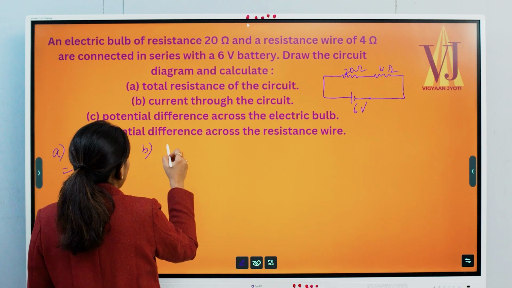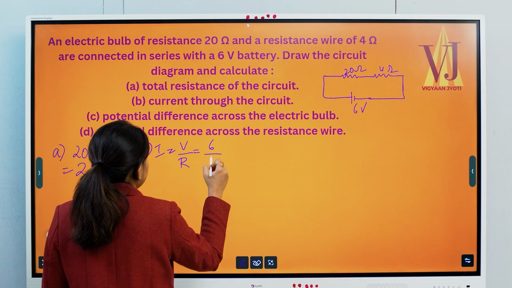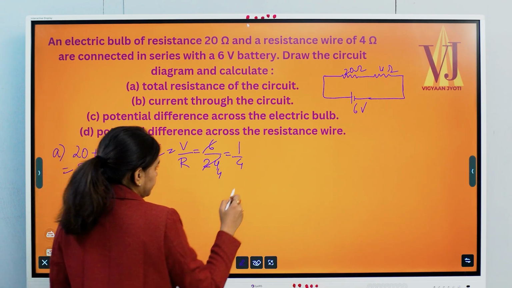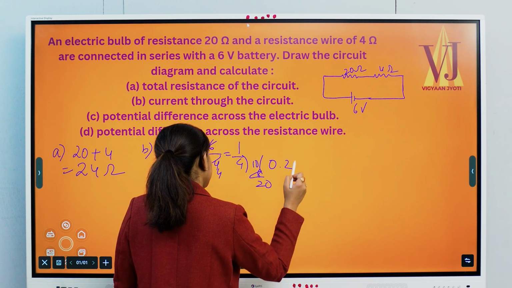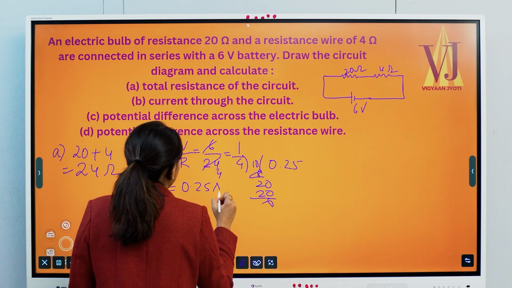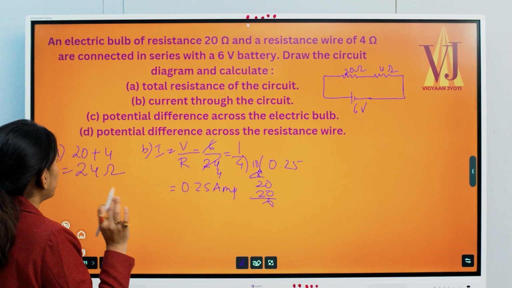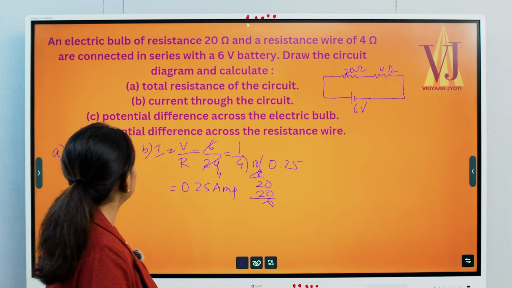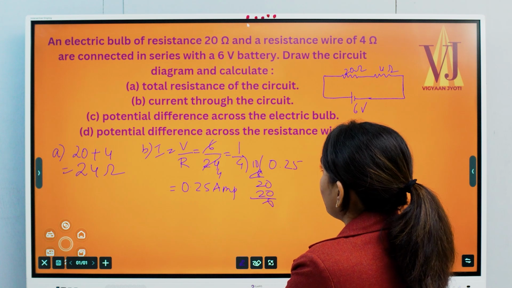Okay, next is B, current through the circuit. So we know we have the overall voltage and overall resistance also. So voltage is how much? 6, resistance is how much? 24. So 6 by 24 is 1 by 4. That means we have how much current? 0.25 ampere. Make sure you don't just say 0.25, it's 0.25 ampere. Clear? So current through the circuit is 0.25 ampere. Total resistance is done. Current through the circuit is done.